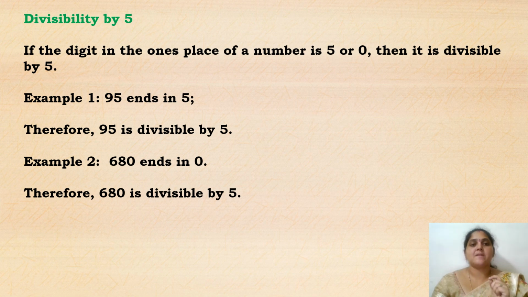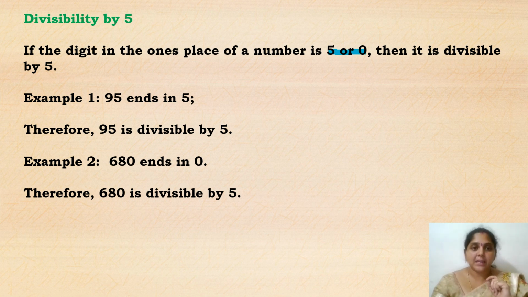Now we will see the divisibility rule for 5. What is the divisibility rule for 5? If the digit in the ones place of a number is 5 or 0, then it is divisible by 5. If you compare with your 5 table, what will you get in the ones column? You will always get 5 or 0. So whatever number you take, the ending ones place should be 5 or 0.